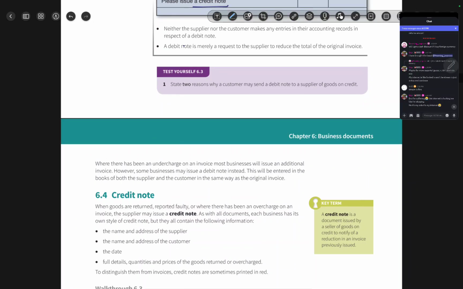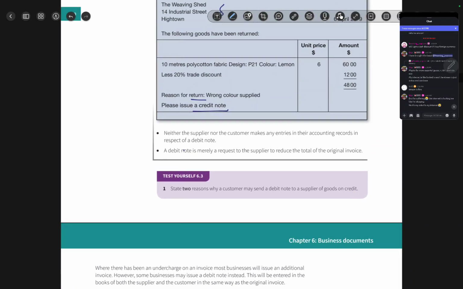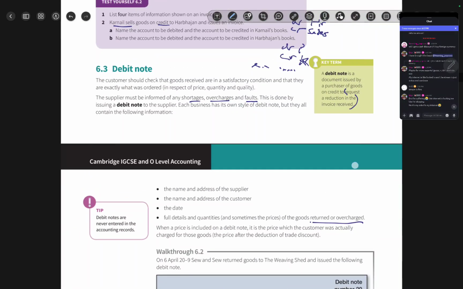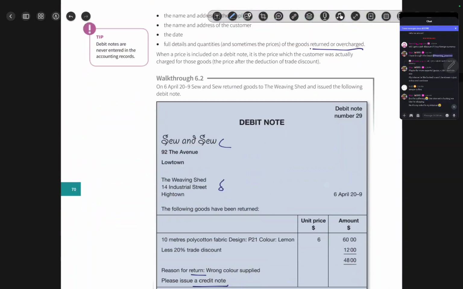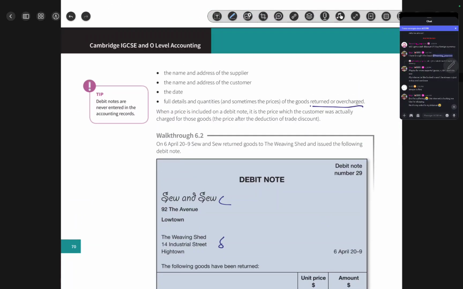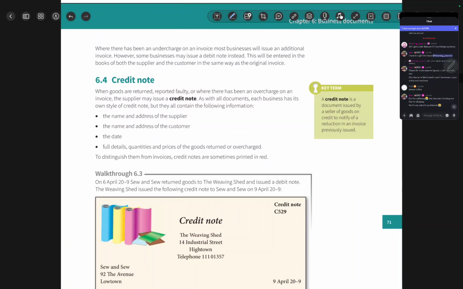All right. Two reasons why a customer may send a debit note to a supplier of goods on credit: in order to return the goods, or in order to inform the supplier about any overcharges and faults. Debit notes are never entered in the accounting records. Okay, I think we can move on.